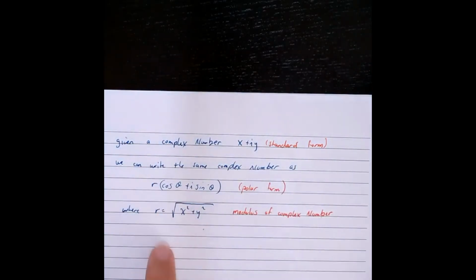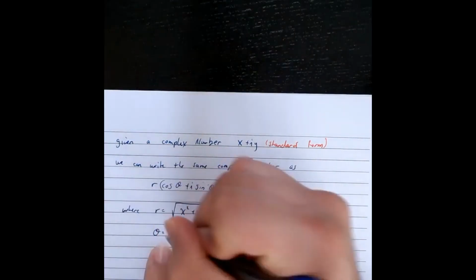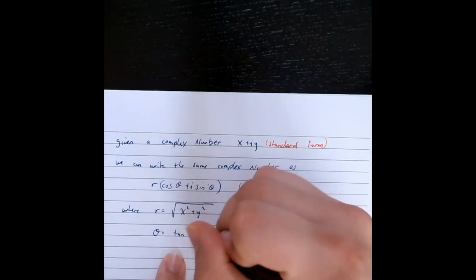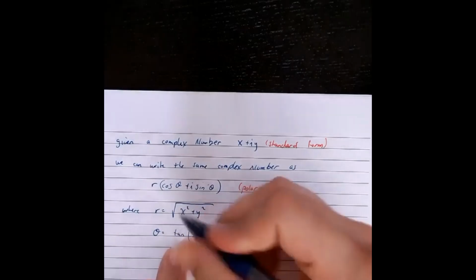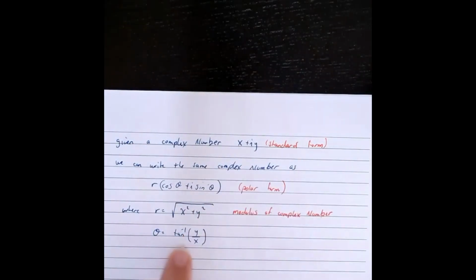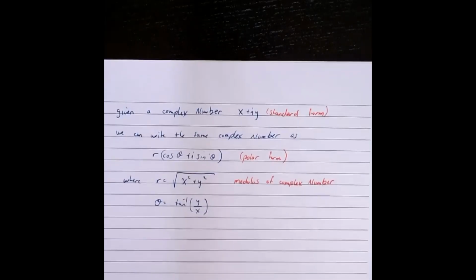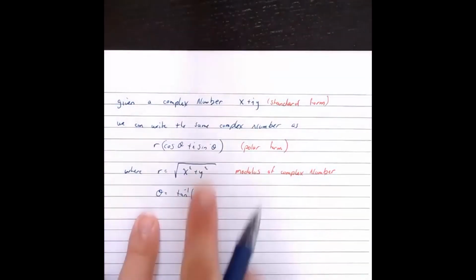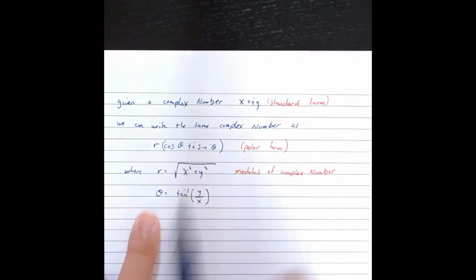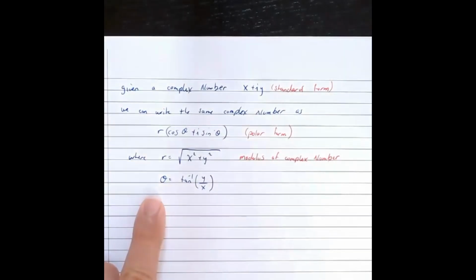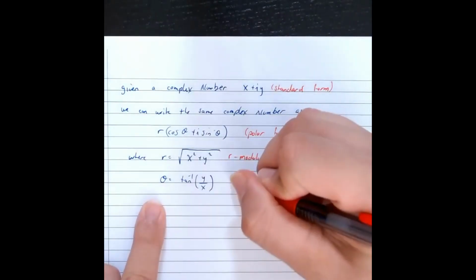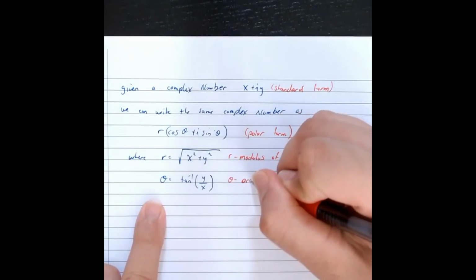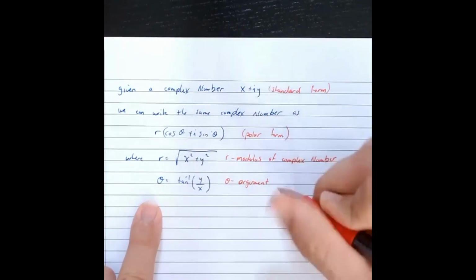And here, theta is going to equal the inverse tangent of y over x. If this looks familiar, it's because it's the same conversion that we saw when we were dealing with vectors in a previous chapter. Because, of course, that's what we are thinking about these polar forms as the results of thinking of a complex number as a vector. Here, r is the modulus. Theta is called the argument of the complex number.